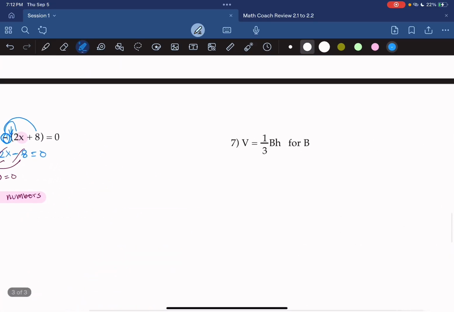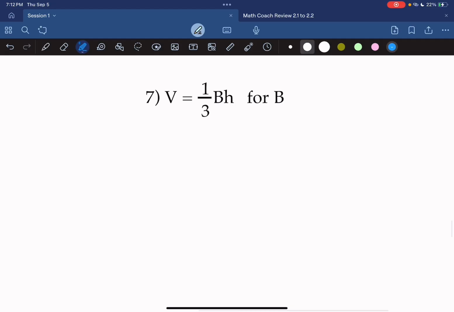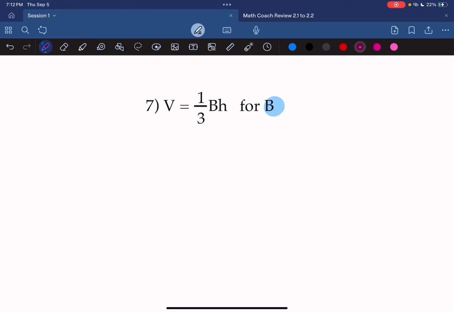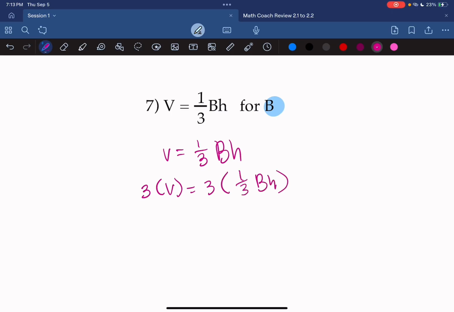Number 7, almost there. So now once again, they're asking to solve for b. And it's the same method that we used for the previous question. So I'm going to rewrite it once again. V equals 1/3 BH. So let's get rid of the fraction. How do we get rid of a fraction? We multiply everything in the equation by the denominator so that it cancels out. So 3 times V equals 3 times 1/3 BH.